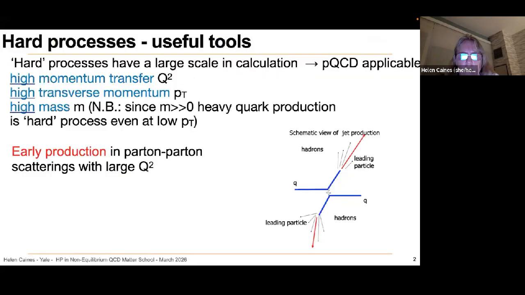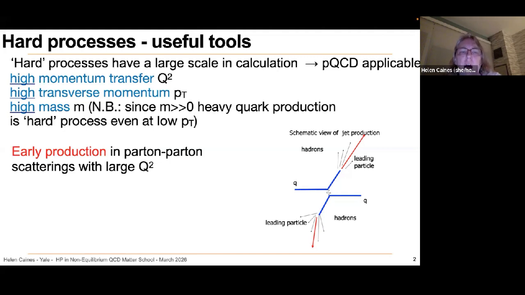Before I do, I'm just going to make sure we're all on the same page. I know you have a lot of talks later in the week about what a jet is, what a hard process is. Hard processes have a large scale in the collision, meaning that they're calculable directly by perturbative QCD. What we mean by a hard process is that it has either a high momentum transfer, a high transverse momentum, where Q squared is what we call the momentum transfer of the collision, or that the particle or parton created has a high mass.